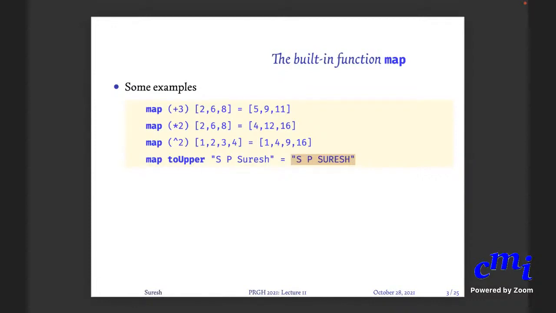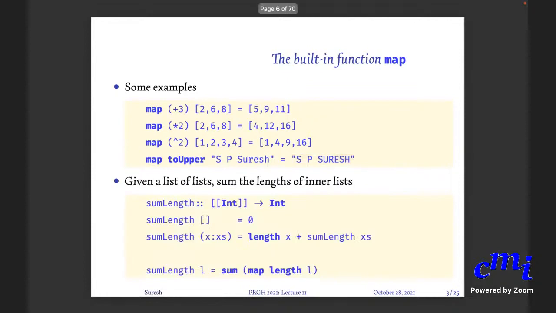Okay. So this is about the behavior of map. Here is another example. Given a list of lists, I want to sum the lengths of the inner lists. So I have a list of int, and I want to return an int. Sum length is the name of the function. Sum length of the empty list: there is no list at all in this list, so that is 0.